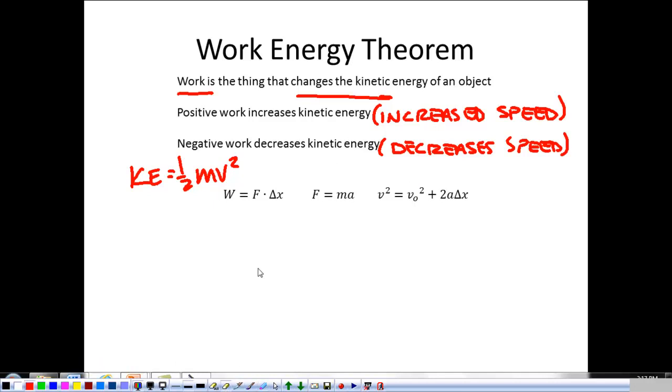So, what we're going to do with those three equations is find a way to relate work to kinetic energy. This is our equation that describes velocity and displacement. This is how acceleration is related to force, and this is how work is related to force and displacement. So if we put all three of those things together, just follow. It's not a hard process.